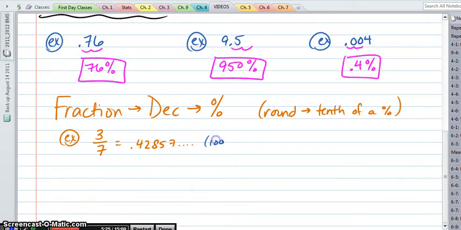We change our decimal into a percent, multiplying by 100, and that gives us 42.9%. Okay, so that's how we did the rounding. So that's a review from yesterday.